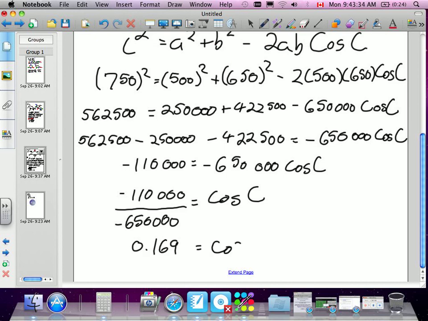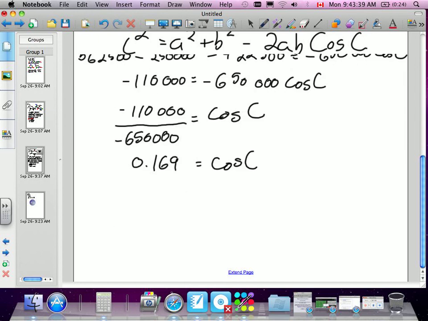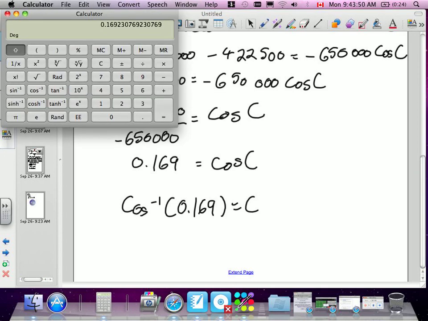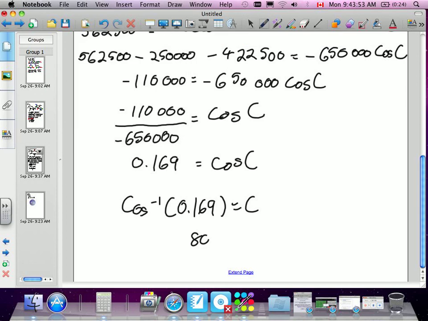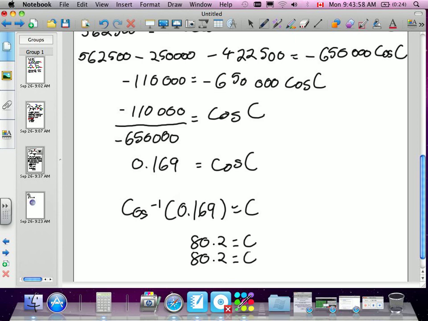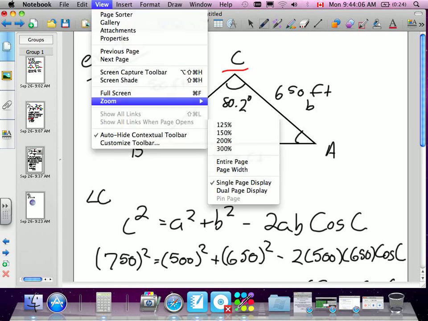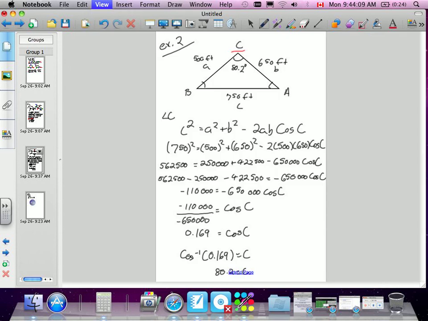And again, I don't just push cos, I got to bring cos to the other side of the equation. So when I do that, it becomes cos inverse of 0.169 is equal to angle C. So take that number, 80.2. So when I go all the way back to the top, this angle here is 80.2 degrees. There's a lot of steps to solving the angle using this law. Make sure you guys take a look at all of these steps here.